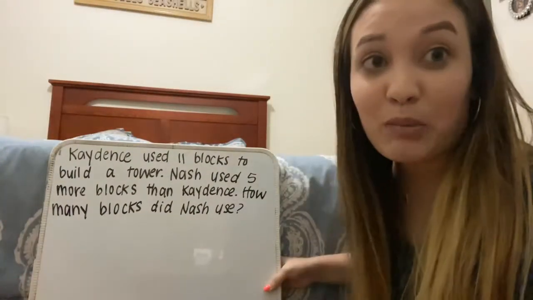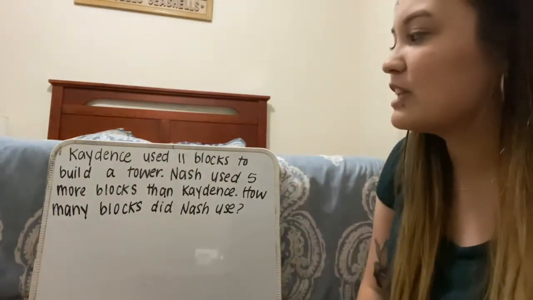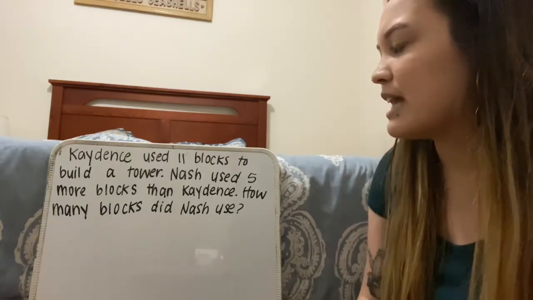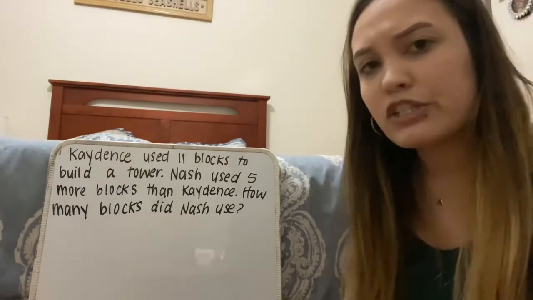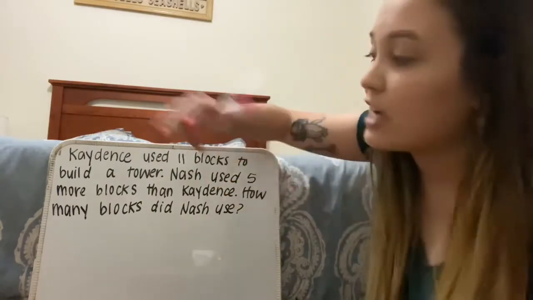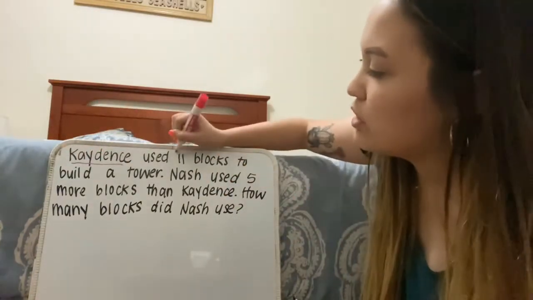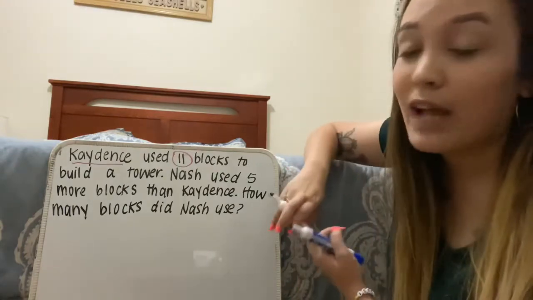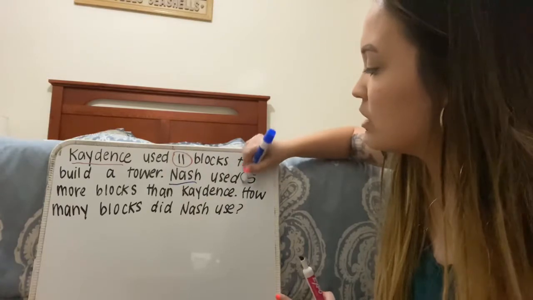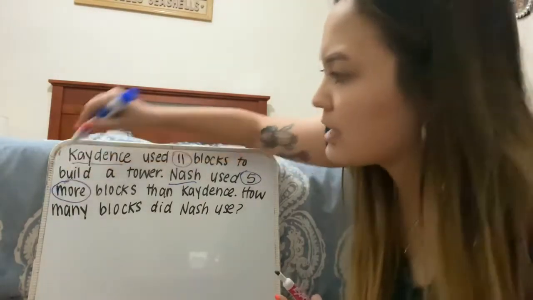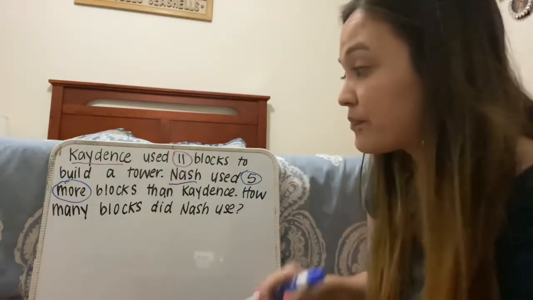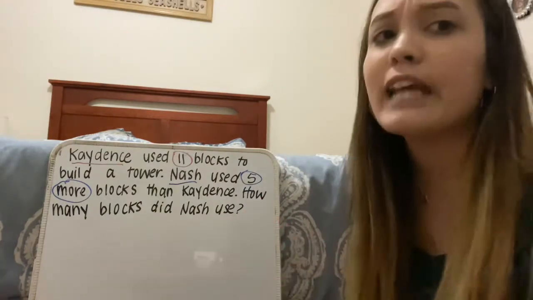I'm gonna flip my board over. Let's read this first problem here for today. Cadence used 11 blocks to build a tower. Nash used 5 more blocks than Cadence. So how many blocks did Nash use? Well, let's see. We know we have two people. We have Cadence and we have Nash. So we have Cadence who used 11 blocks. Okay, that's important. The numbers are important. And then we also have Nash who used 5 more blocks. That word more, that's going to come back for us in just a second. We're going to use that. So we want to figure out how many blocks did Nash use.